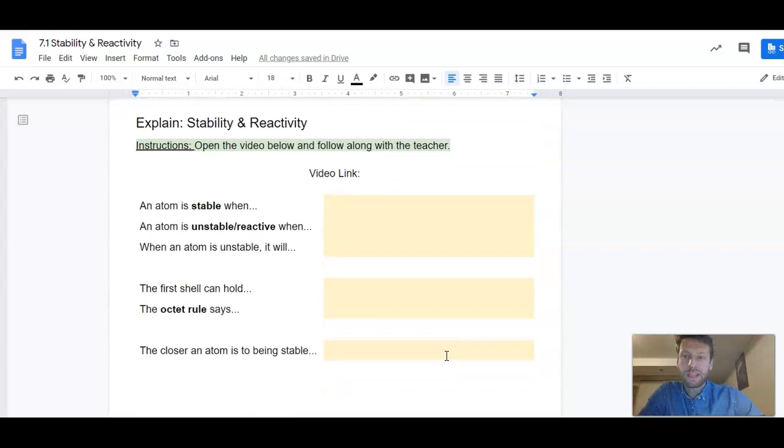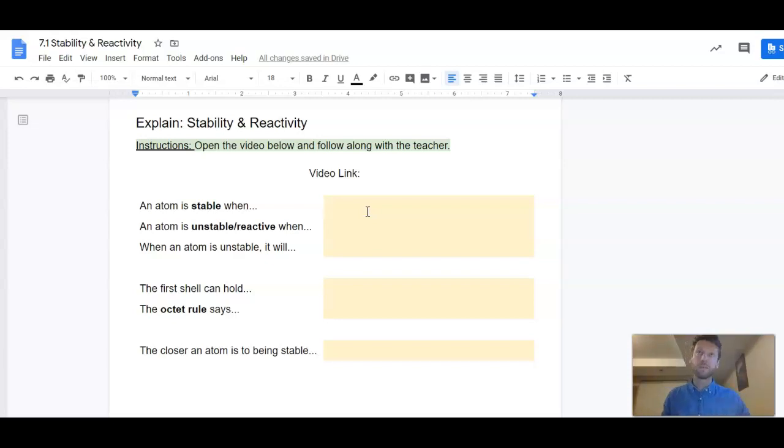So let's go ahead and summarize that into our own notes. So an atom is stable when? Well, when it has a full valence shell. When the outer electron shell is completely filled to its maximum capacity. So if it has 3 electron shells, the third one fits 8. If it has 8 valence electrons, it is stable because it is full.